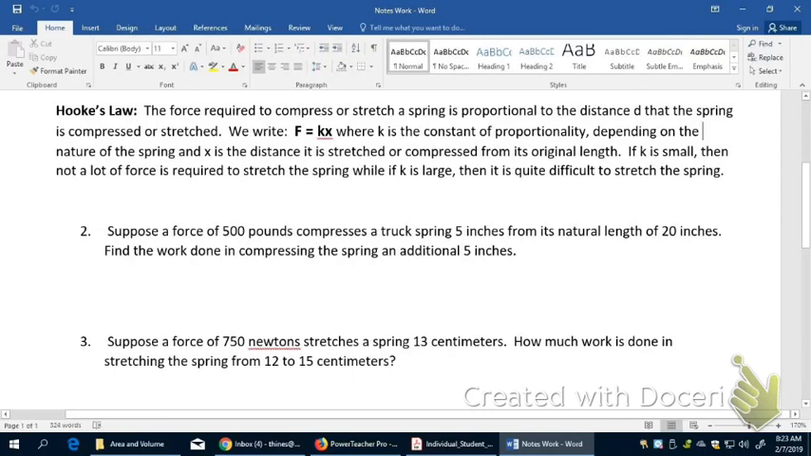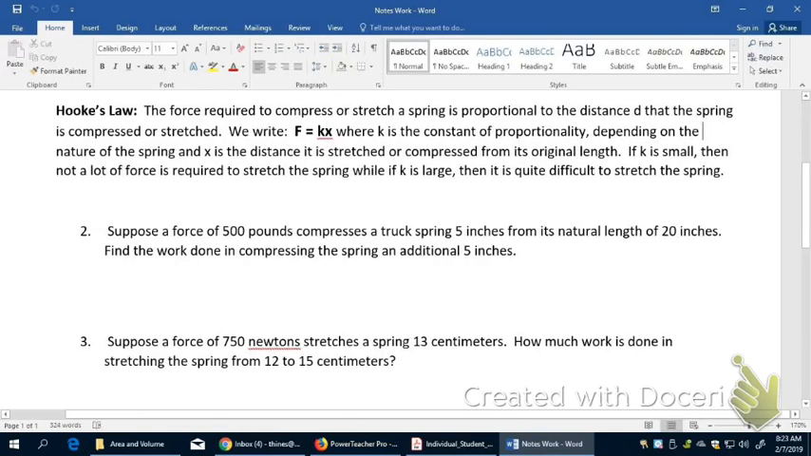Okay? And on all of these, because the force changes depending on the length, you have to use an integral. So you start off by finding what k is, and then we have to use an integral. And we're still going to use the fact that work is force times the distance when we do the integral, but we're going to find k first.